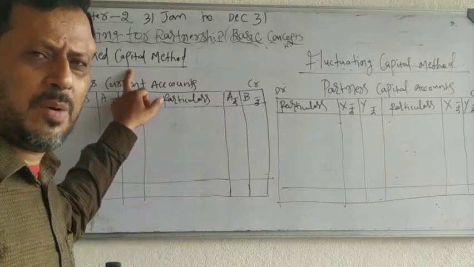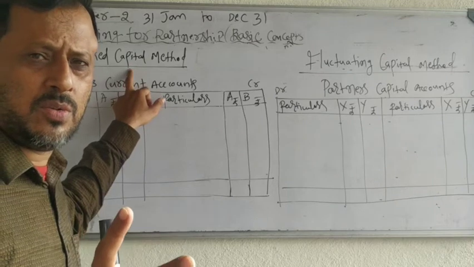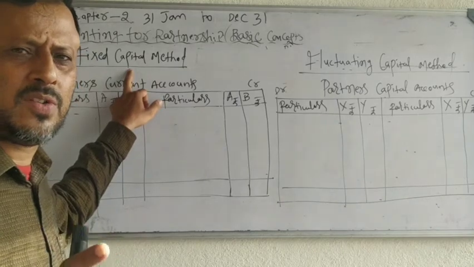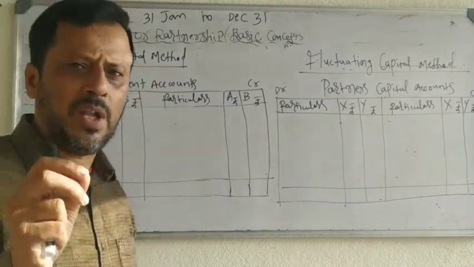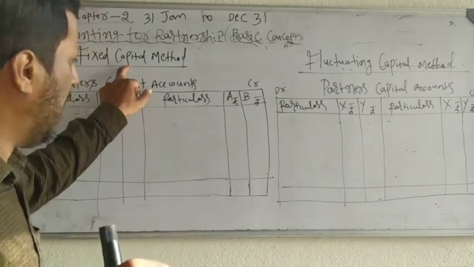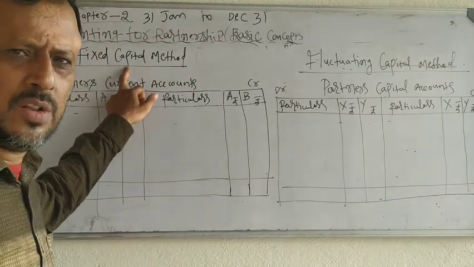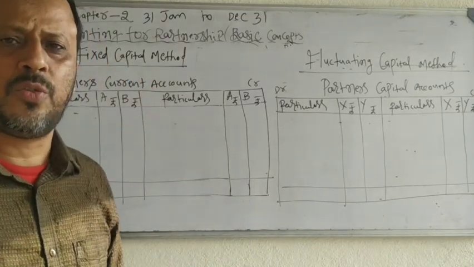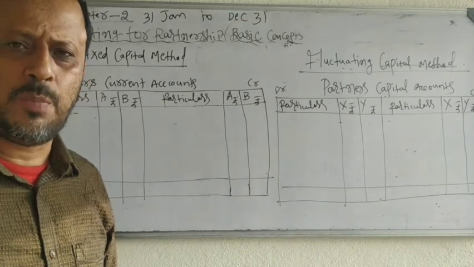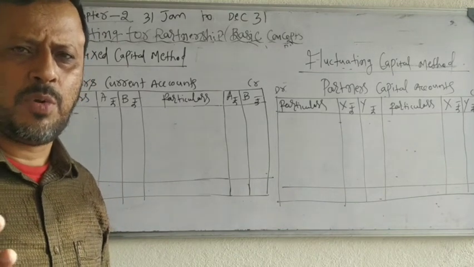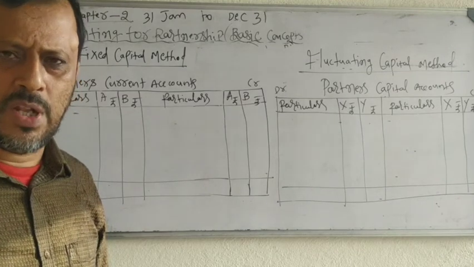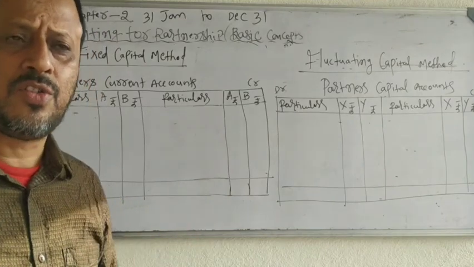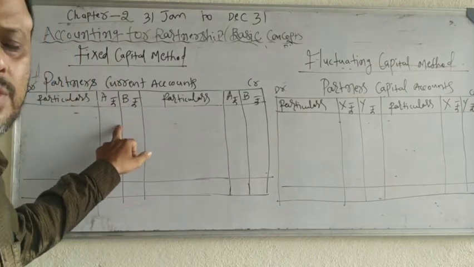Under the fixed capital method, two partners' accounts were maintained. One is partners' capital accounts, another is partners' current accounts. Capital balance is recorded in partners' capital accounts. All other entries, other adjustments such as interest on capital, partner's salary, profit and loss appropriation account balance, drawings, interest on drawings, all other adjustments were recorded in partners' current accounts.